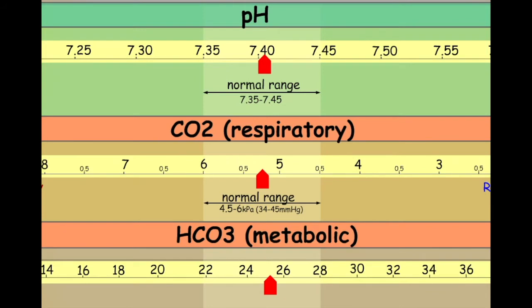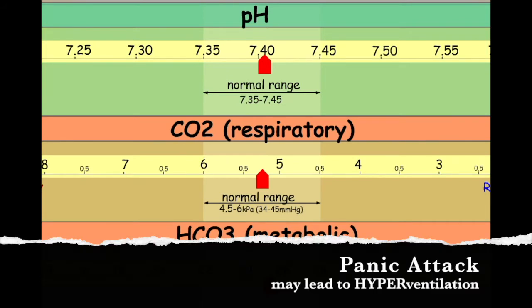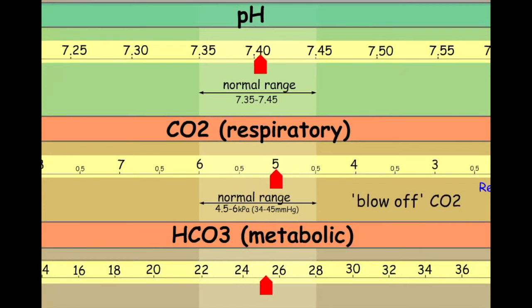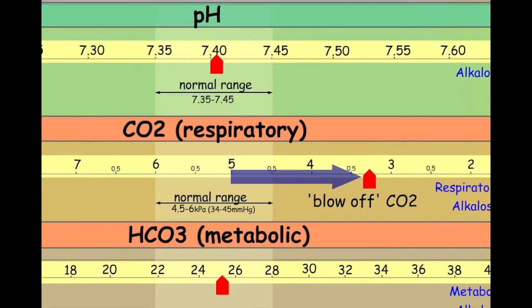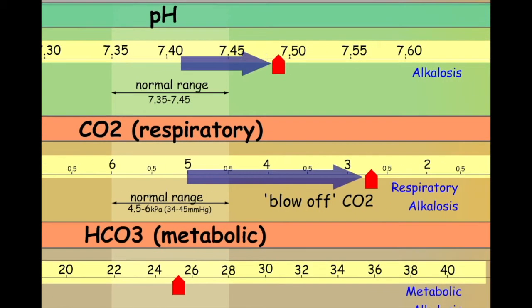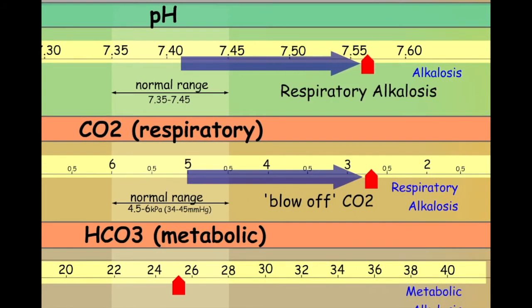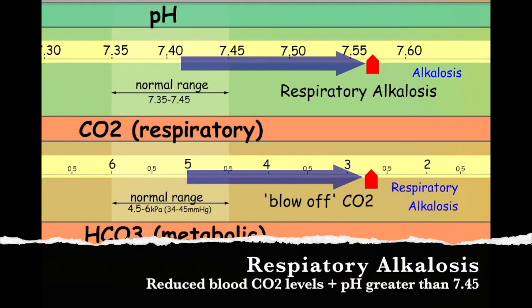For example, a patient suffering from chest pain may begin to panic. They could in fact begin to have a panic attack, which will cause them to hyperventilate. Hyperventilation will cause them to blow off more CO2. A low CO2 will drive their pH in an alkalotic direction. This would be referred to as a respiratory alkalosis.